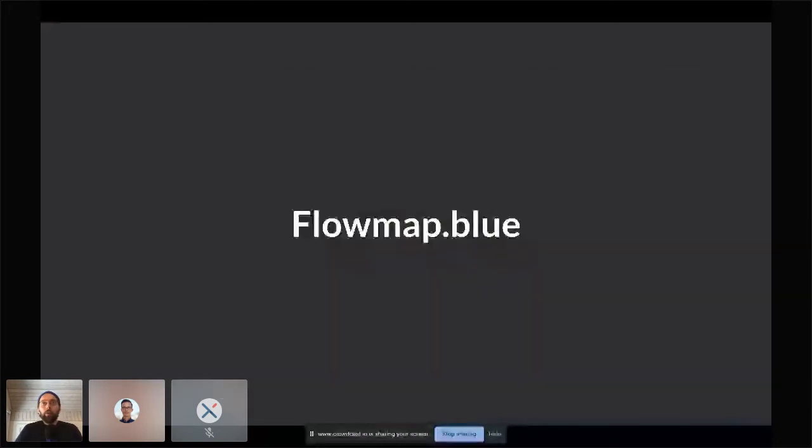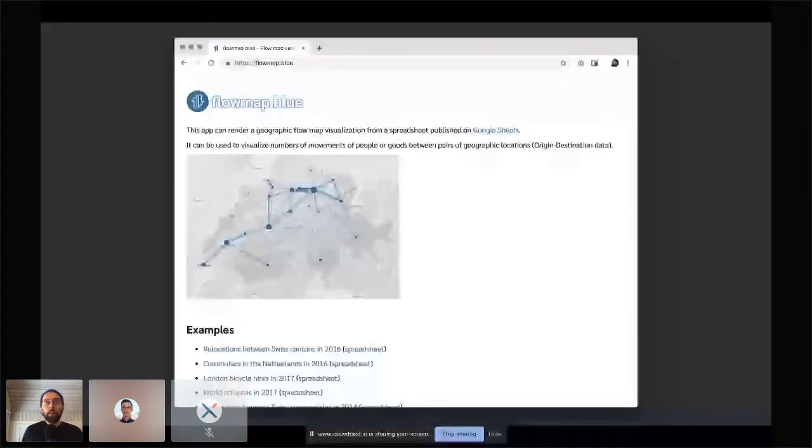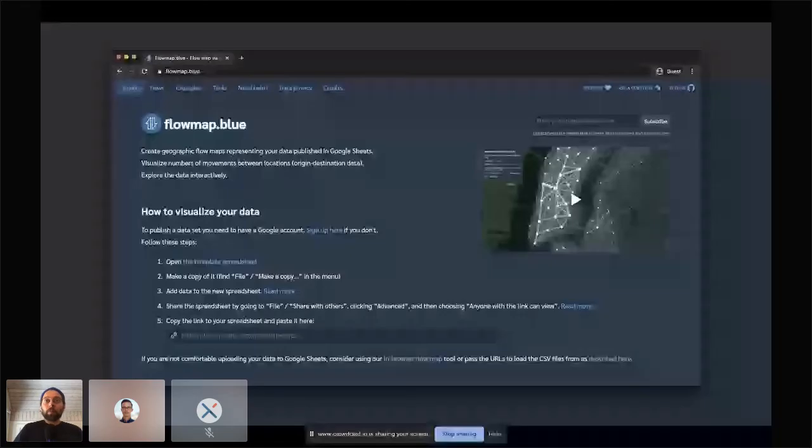So Flowmap Blue, this is how the website looked at the beginning. This is how it looks now. And what can it do? People can upload their data to Google Spreadsheet and visualize it as a flow map. There are a couple of steps you need to follow. There is this template spreadsheet which people need to make a copy of.